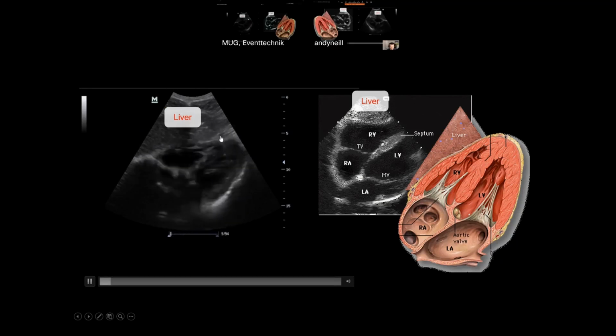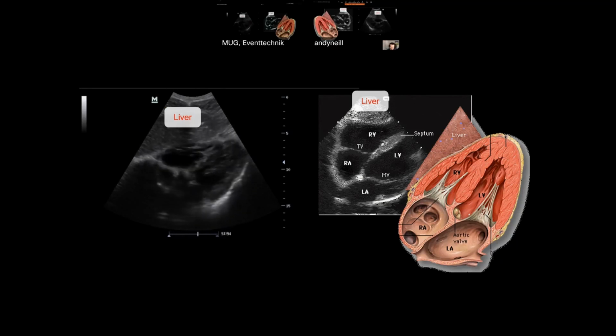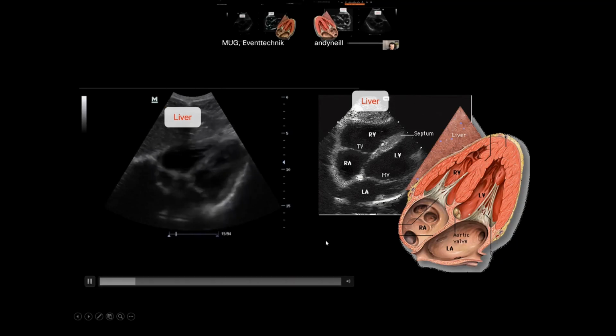Now, the heart itself, once you get the image, is relatively easy to understand because you're seeing all 4 of the chambers in the same image. You've got a nice left ventricle, right ventricle. You've got a left atrium and a right atrium there.